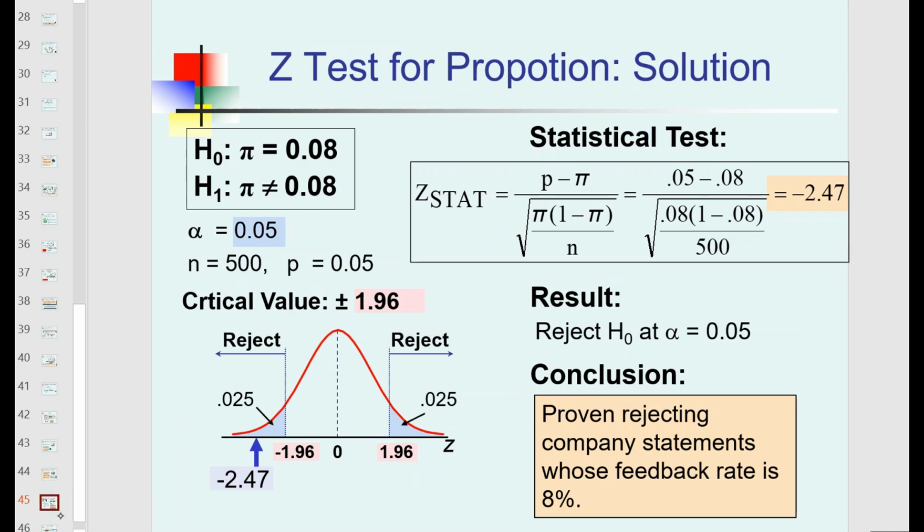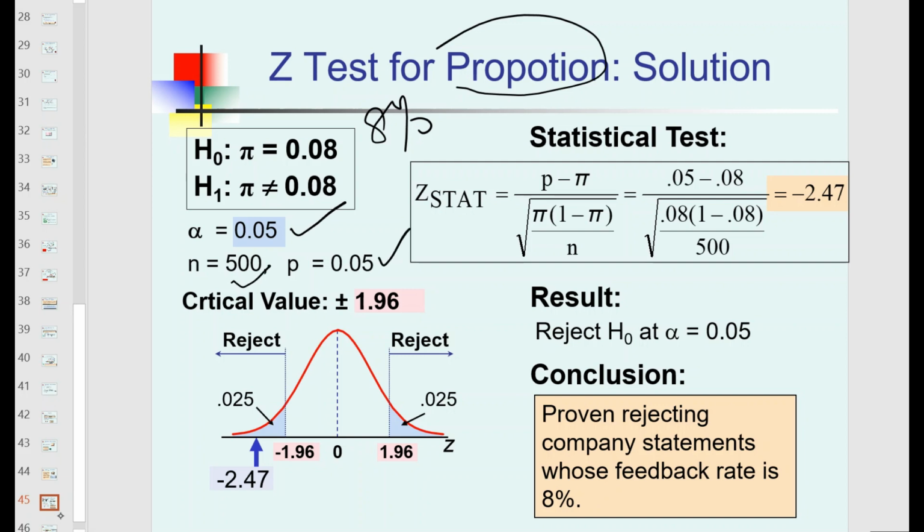So Z test for proportion. Okay, so of course the first one is your H null and H alternative. We do not use mu here because it's proportion, right? So we use your pi here. It equals, as mentioned in the question, 8%. So basically it's 0.08. That is the desirable category or proportion that you want to test. The alternative is the opposite, which is not equal to 0.08. So your alpha is basically 0.05, your n is 500, and your p is 0.05.